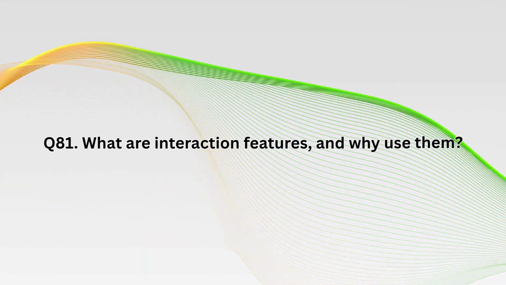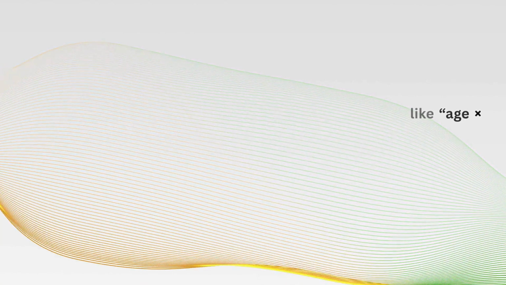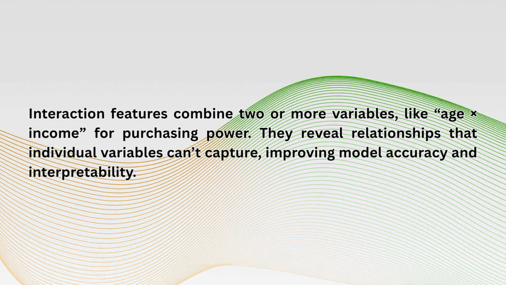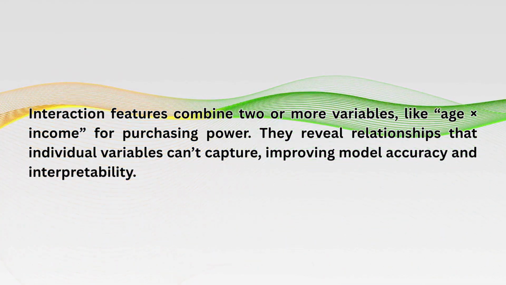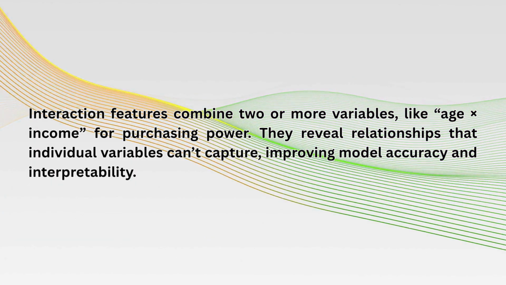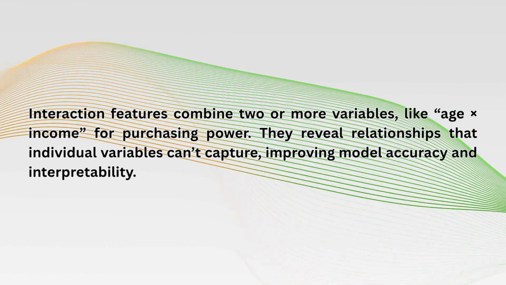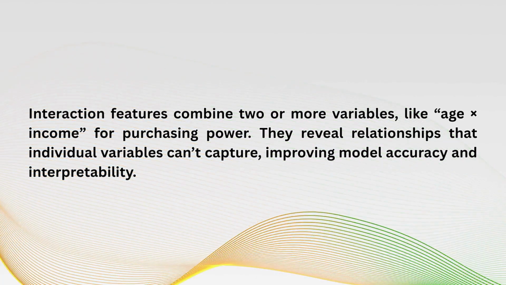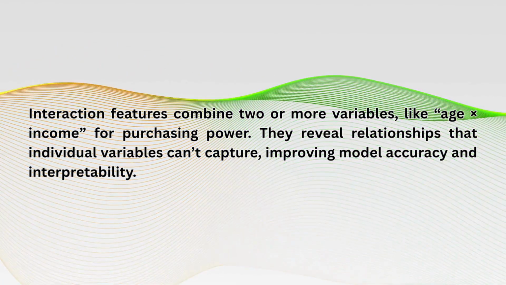What are interaction features and why use them? Interaction features combine two or more variables, like age times income for purchasing power. They reveal relationships that individual variables can't capture, improving model accuracy and interpretability.